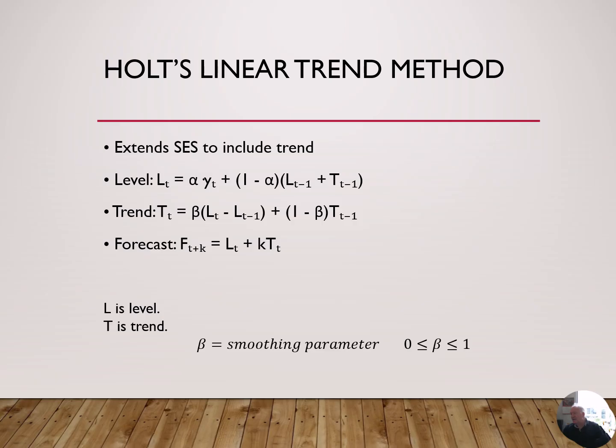With the Holt method, we extend the linear trend method. So it extends SES to include a trend. So in this case, we get alpha, 1 minus alpha, and the level plus the trend. And the trend is going to be equal to beta times the level minus the previous level, and then plus 1 minus beta times the trend at the previous level. And then we can go ahead and forecast it. So L is the level, and T is the trend, and beta is the smoothing factor.